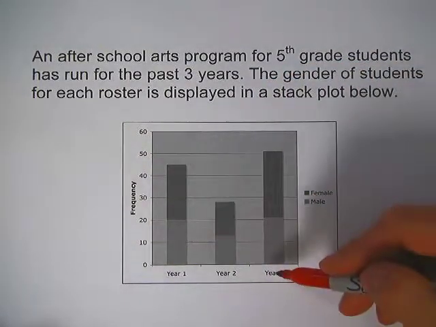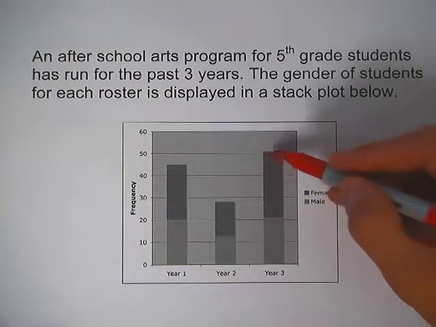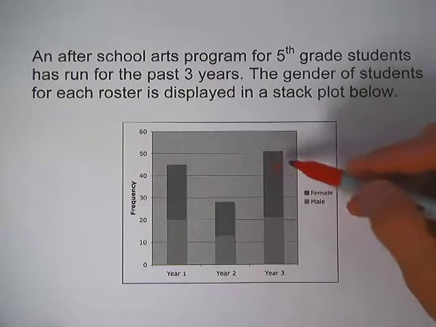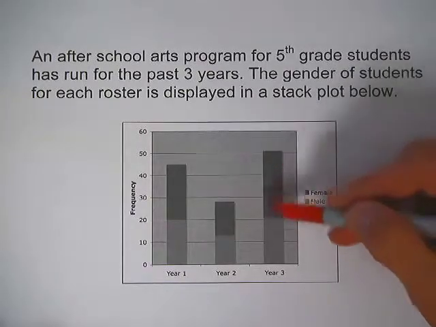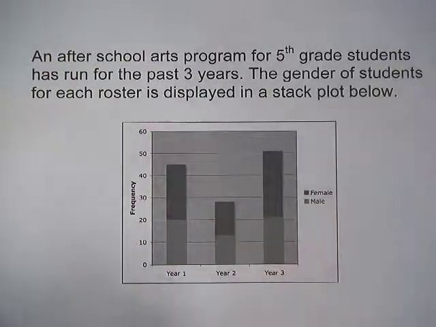Now if we look at year 3, we have about 20, 21, 22 males. Again, the top looks to be about 51, so that would mean there would be about 30 females represented here. So again, stack plots give you some good information, but make sure that you're not misled by the stack plot. Make sure you understand what it's showing.